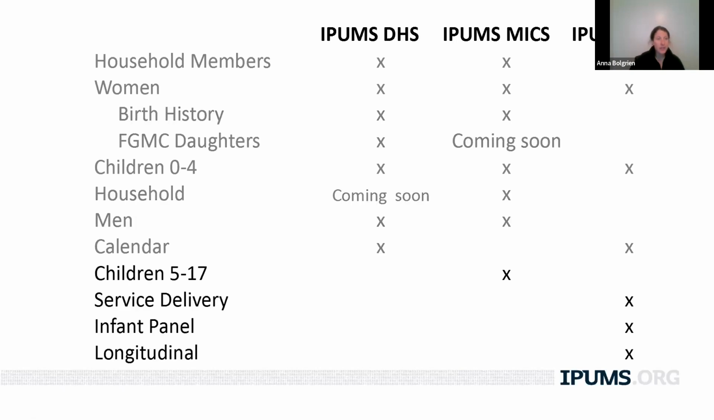There are also things that are unique to each of these data collections, as we've been highlighting throughout this workshop. For example, the adolescent module in IPUMS MICS is pretty unique among global health surveys, and the service delivery panel, infant panel, and longitudinal data that PMA offers are very unique to PMA.